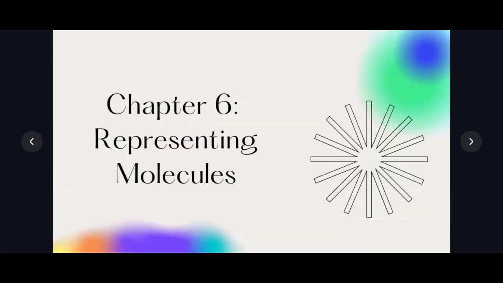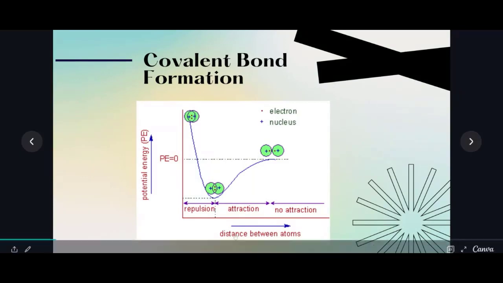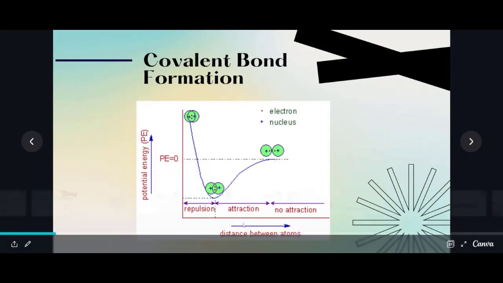First, we're going to go over Chapter 6, which is the first chapter on your exam, and that's going to be about representing molecules. Chapter 6 prefaces you with the covalent bond formation graph, where the x-axis is the distance between atoms, and the y-axis is the potential energy.